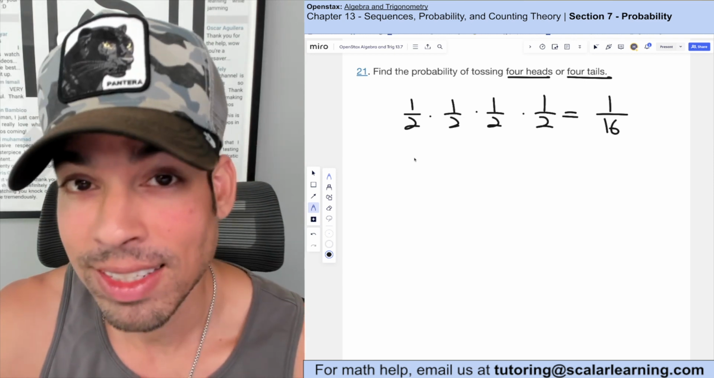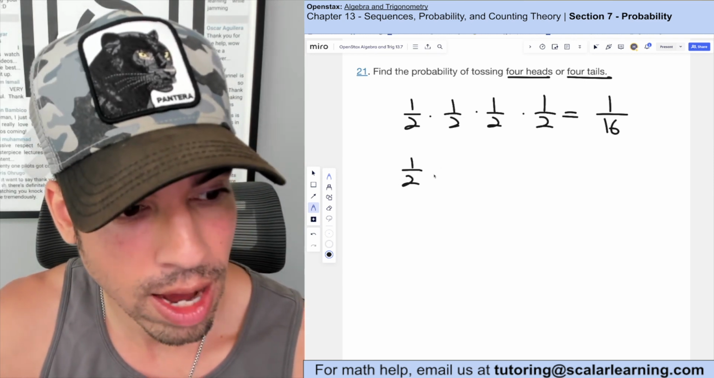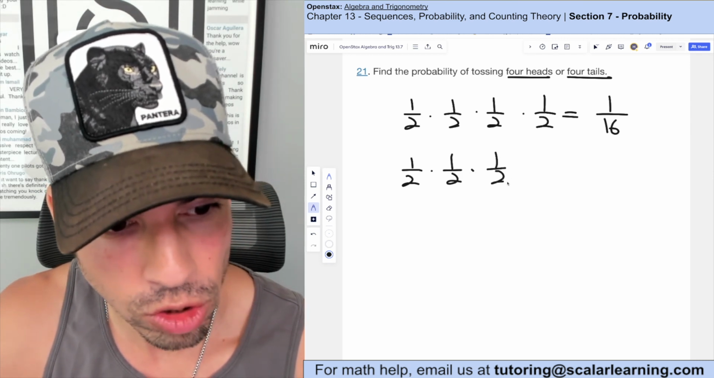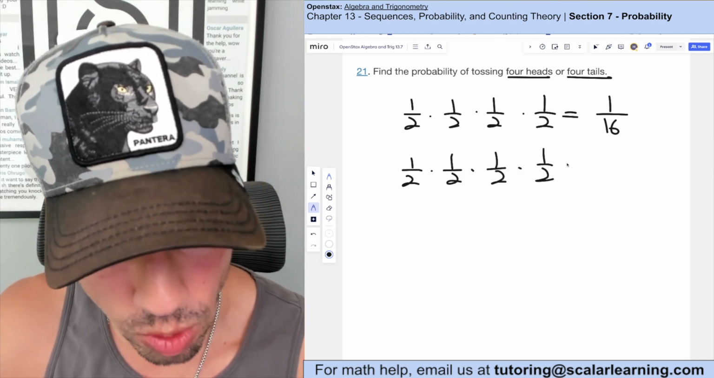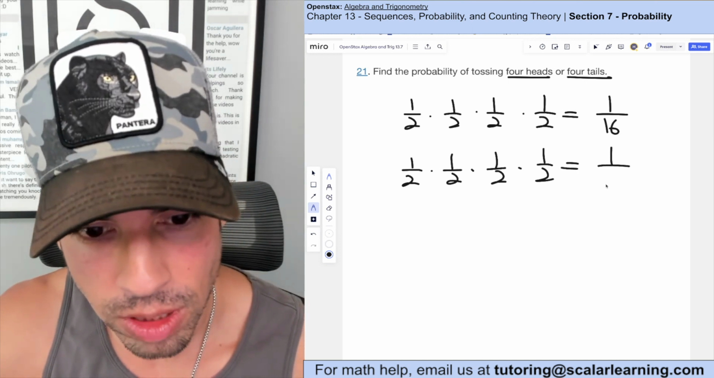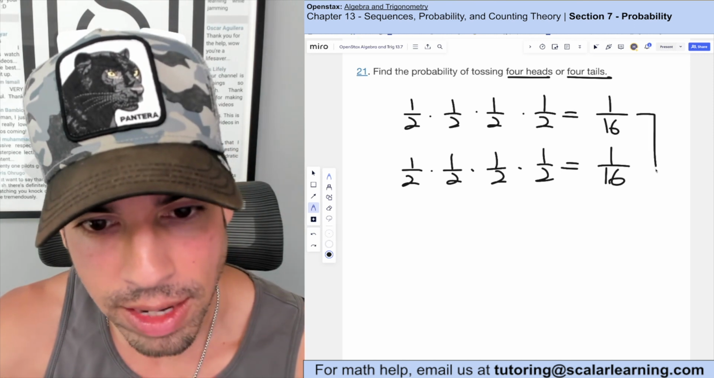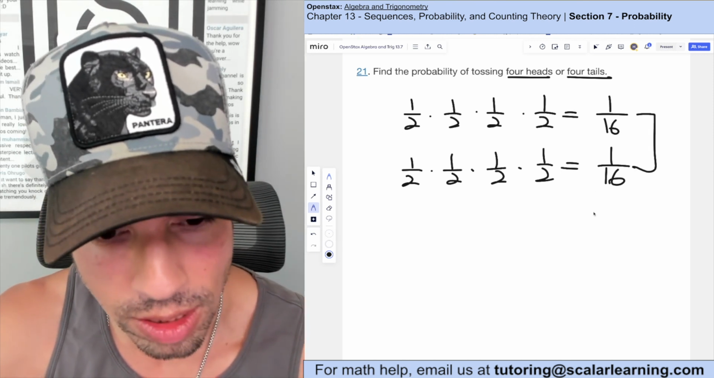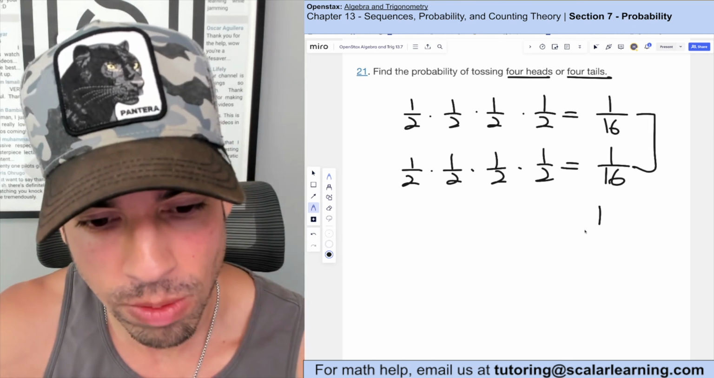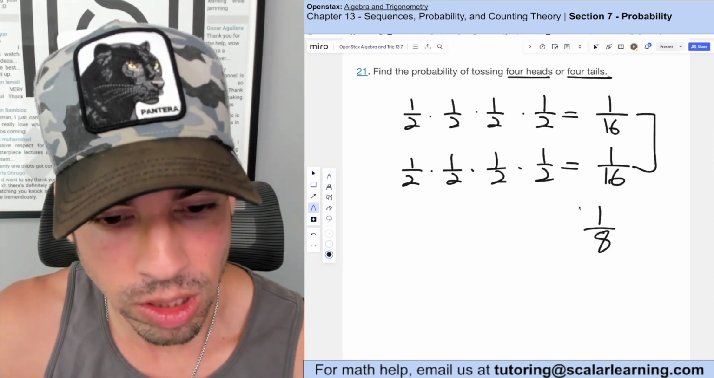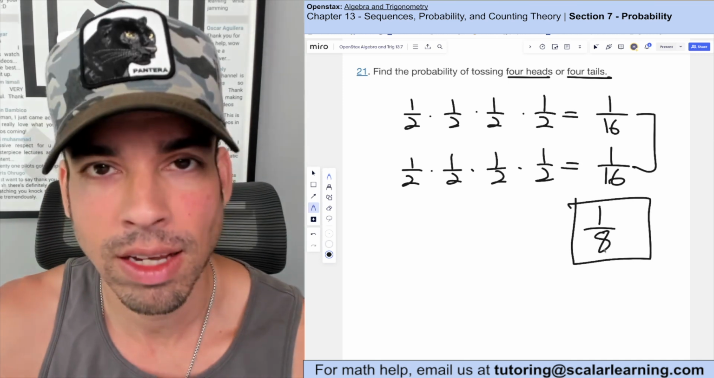What about for tails? It's going to be the same thing, right? 1/2 of a chance of getting a tails, and that's 4 different tosses. So 1/2 times 1/2 times 1/2 times 1/2. That again gives a probability of 1/16. Now, since it says or, that's the union. We're adding these probabilities. 1/16 plus 1/16 is 2/16, which simplifies to 1/8. So the probability of either getting 4 heads or 4 tails is 1 out of 8. That's how you do it.